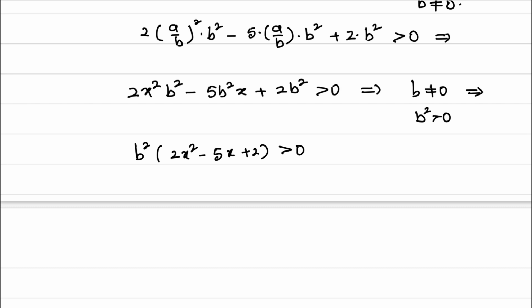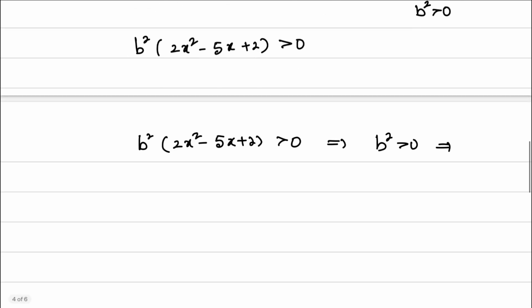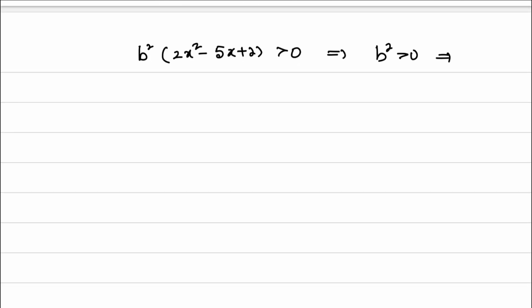Then for this inequality, since b square is greater than 0, it implies the above inequality depends upon 2x square minus 5x plus 2 being greater than 0.